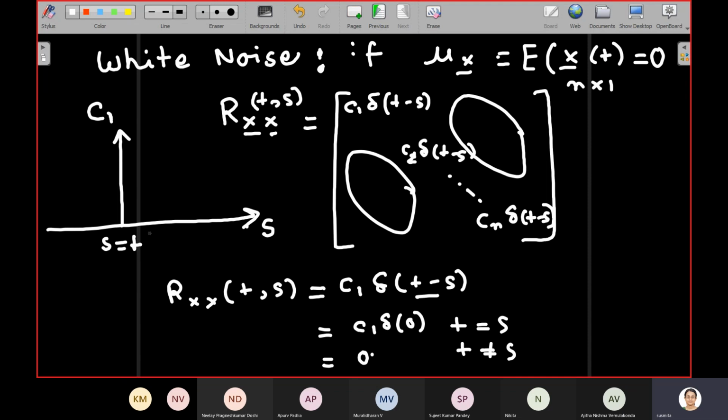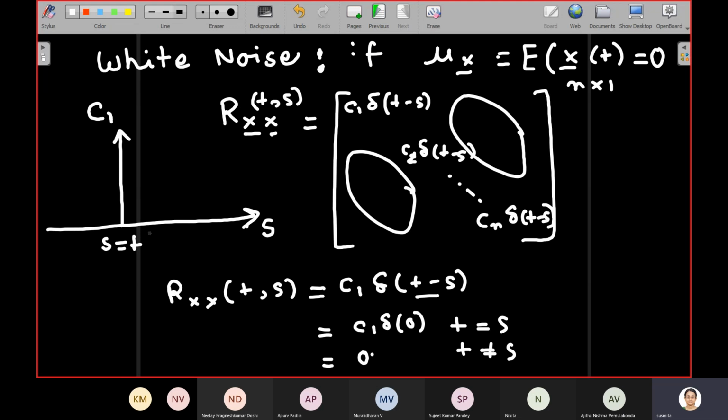So it is purely random. If you sample it at two different instants, when we say uncorrelated, it means that by seeing the random vector at one instant, you just do not get any information about the random vector at some other instant. They are completely uncorrelated in time.